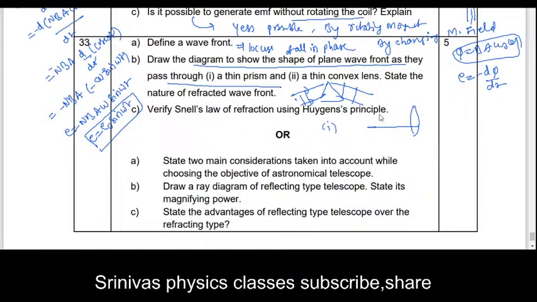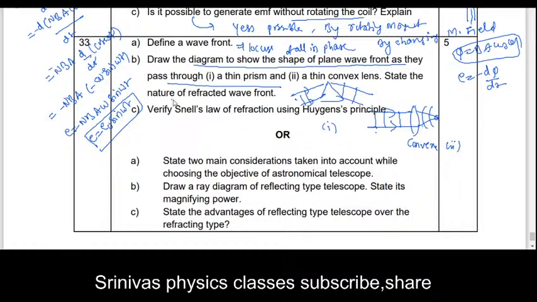Plane wavefront is incident. Plane means parallel lines. The wavefront will be like this, and then they will converge at a point. Converging means the wavefront will be like this. This is the plane wavefront and this is the converging wavefront. This is the convex lens diagram. They are asking for the diagram only.